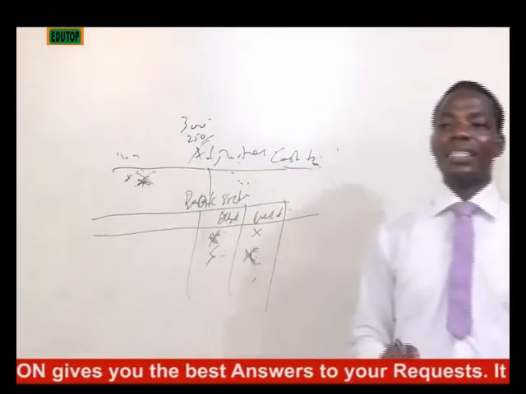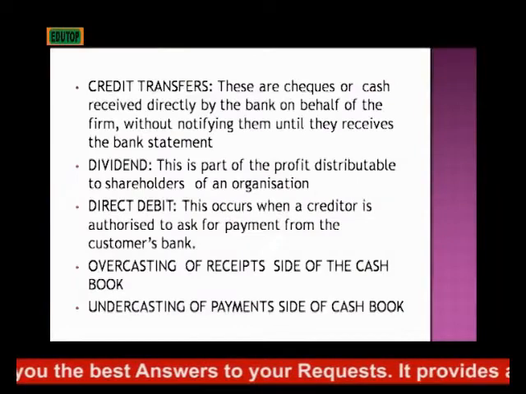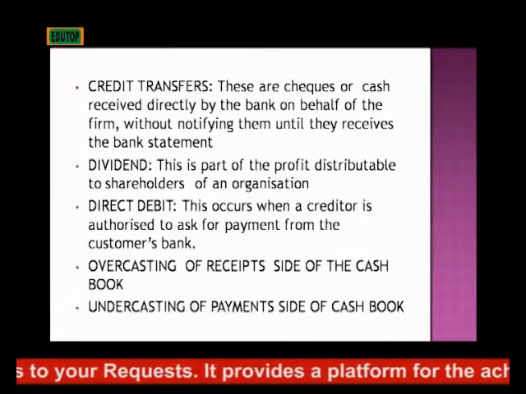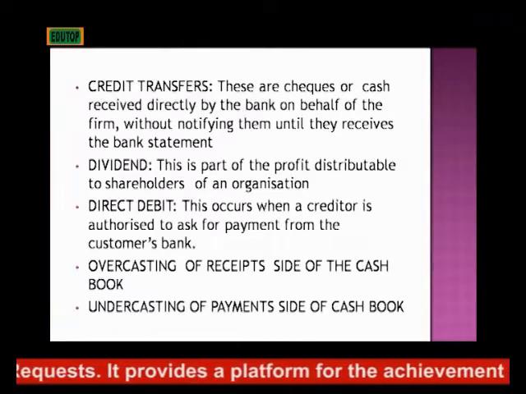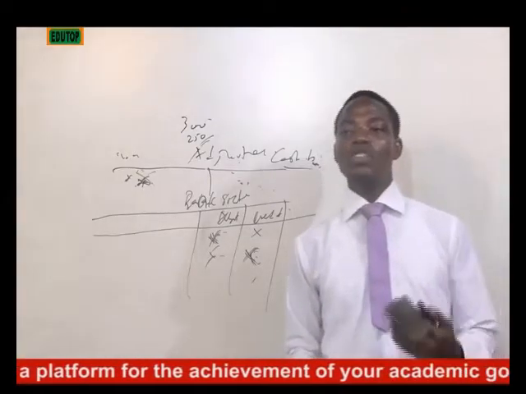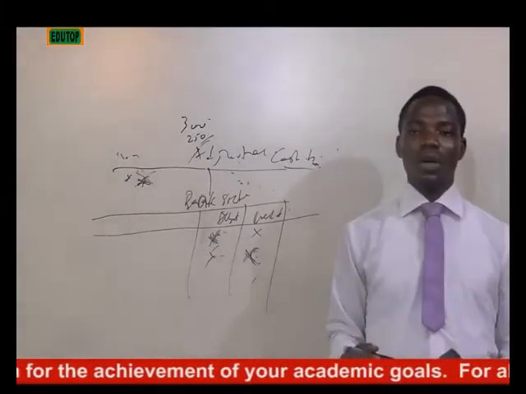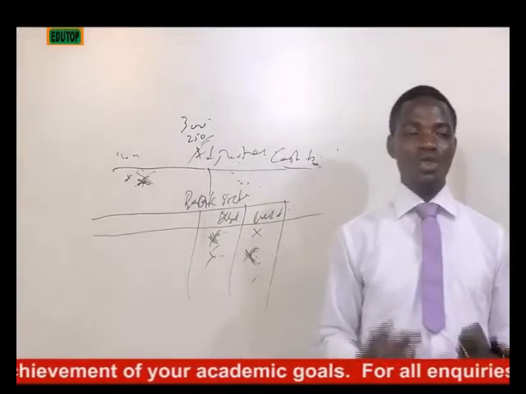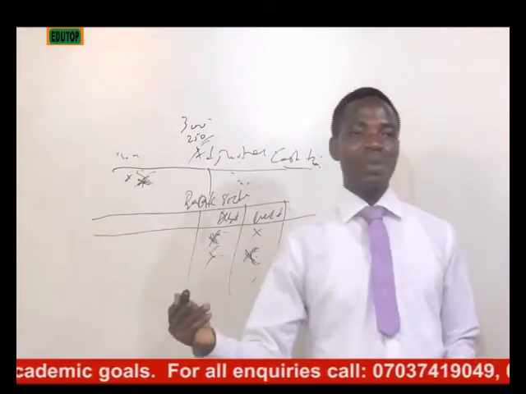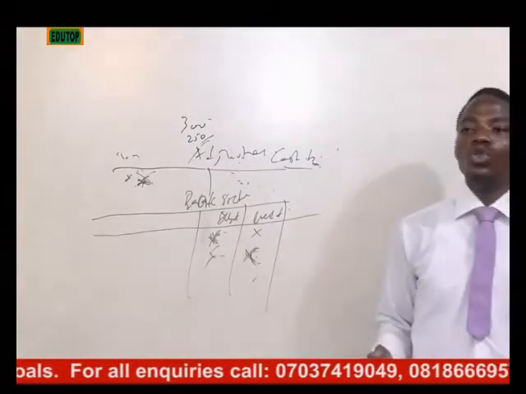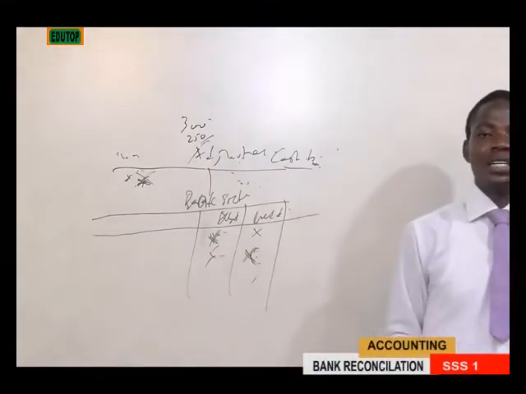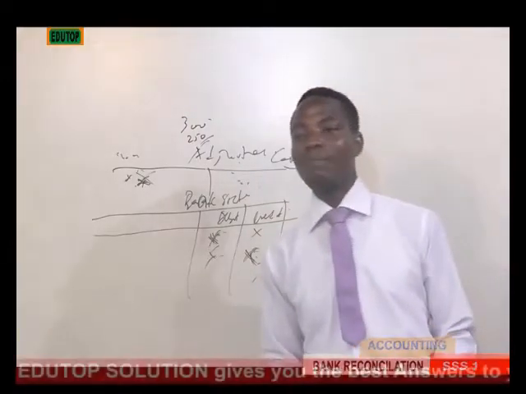Direct debit occurs when a creditor is authorized to ask for payment from a customer's bank. Now let me buttress my point. When you are owing somebody, as a firm, as a corporate organization, you are owing an outsider, which happens to be your creditor. You ask that person to ask for payment from the bank. That's what we call direct debit.